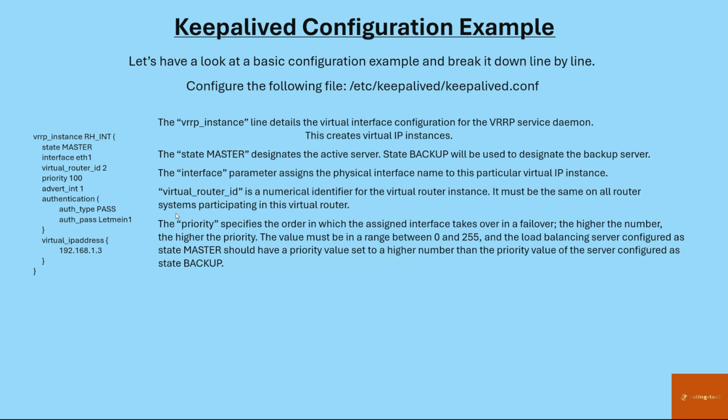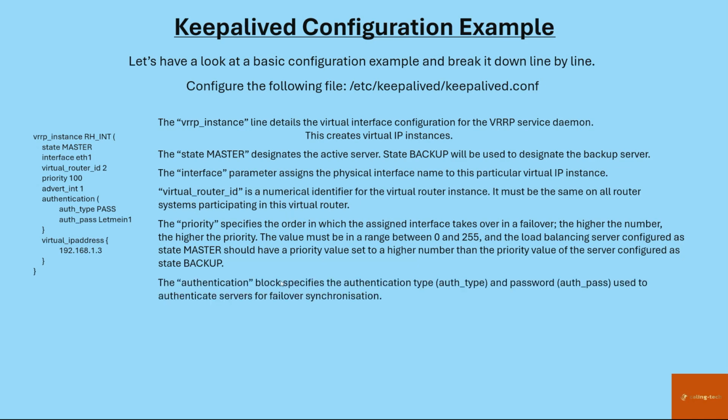Now, if we had two backups and there was a particular one that you wanted to take over as the master, you would set that at a higher priority than the next backup that you don't want to take over as the master. The authentication block specifies the authentication type. So we have an auth type, which is password, and the auth password is, in this case, let me in 1, with a capital L. And the virtual IP address parameter specifies the interface virtual IP address. So this is the address that any host will use as their gateway because it's the VIP address.